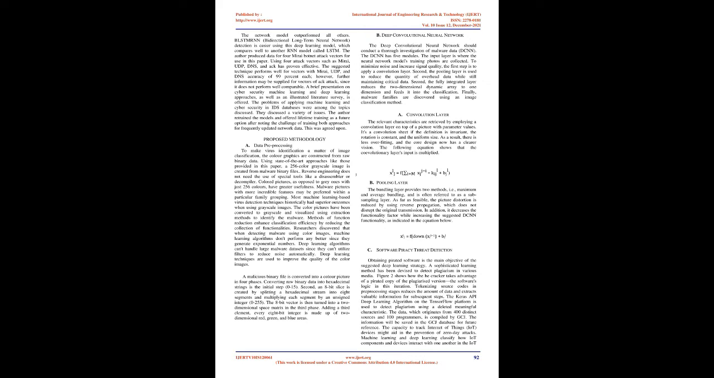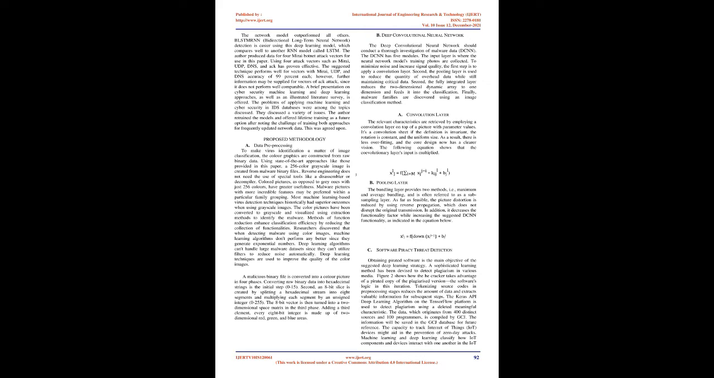A. Data preprocessing. To make virus identification a matter of image classification, color graphics are constructed from raw binary data. Using state-of-the-art approaches like those provided in this paper, a 256-color grayscale image is created from malware binary files. Reverse engineering does not need special tools like a disassembler or decompiler. Colored pictures, as opposed to gray ones with just 256 colors, have greater usefulness. Malware pictures with more incredible features may be preferred within a particular family grouping.